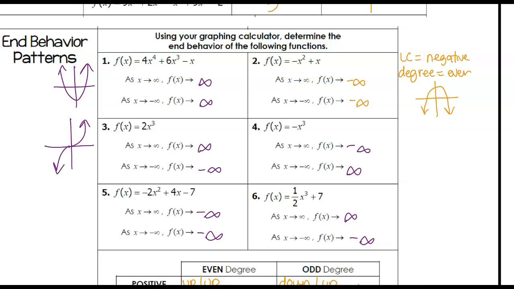Looking at all of these, are there any questions with what we just did? Without graphing it, we're trying to see where the rest of the graph is going without even graphing it. All right, if you're good, let's look at the next page.